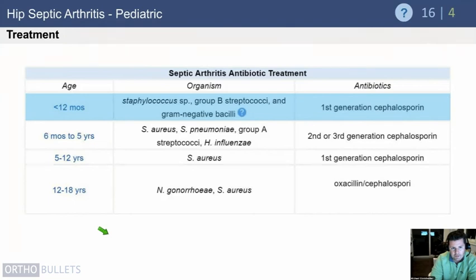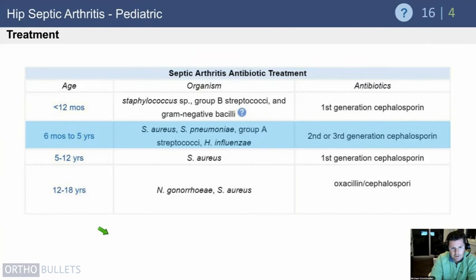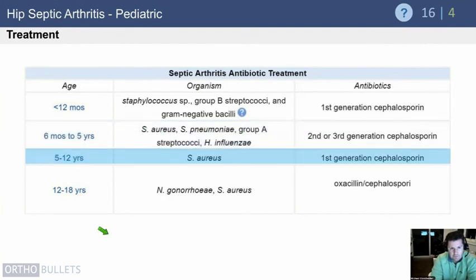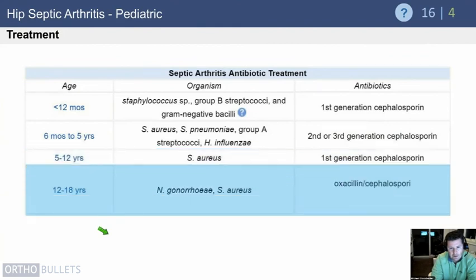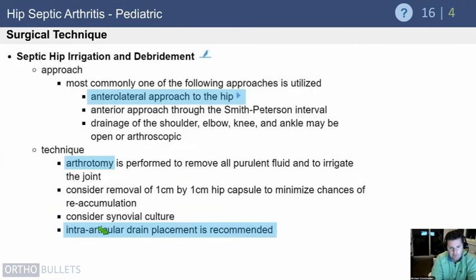So less than 12 months, you need to think about staph, group B strep, and gram-negative, depending on whether you're in the hospital or out. And often a first generation cephalosporin will be able to treat this. As you get from 6 months to 5 years, you need to think about staph, group A strep as well, and if they're not immunized, H-flu. In the 5 to 12-year-old age group, Staph aureus, again treated with a first generation cephalosporin. And again, if you have MRSA, this complicates things. In 12 to 18-year-olds, you need to think about Neisseria, again as the one that is more common in the age group, at least from a test-taking perspective.